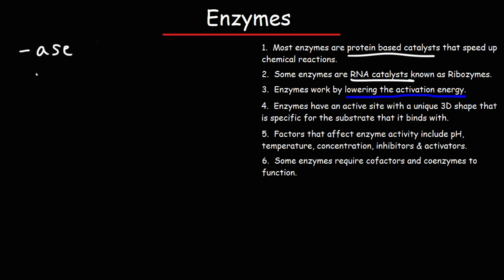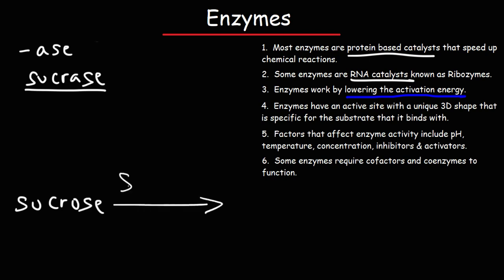For instance, sucrase is an enzyme that breaks down sucrose into fructose and glucose. So here's the overall reaction. This is sucrose. And then with the enzyme sucrase, this will speed up the chemical breakdown of sucrose into glucose and fructose.